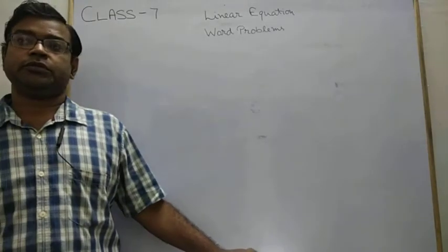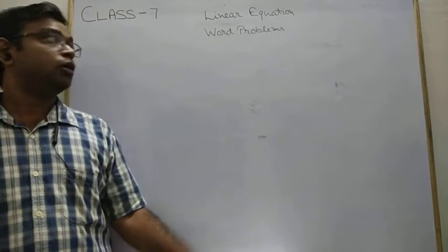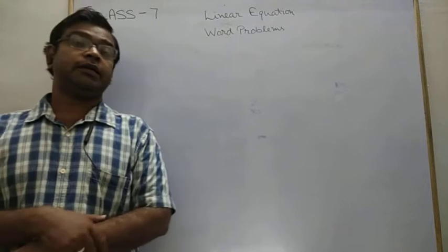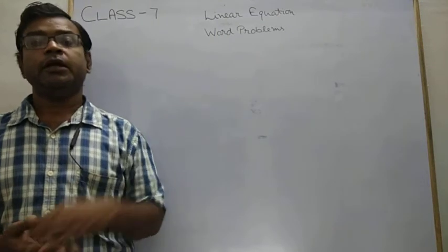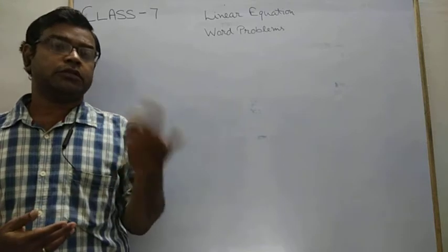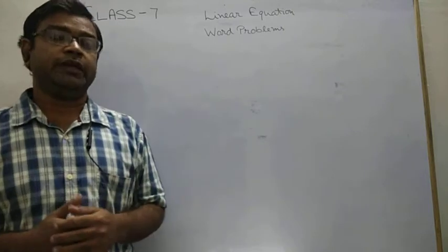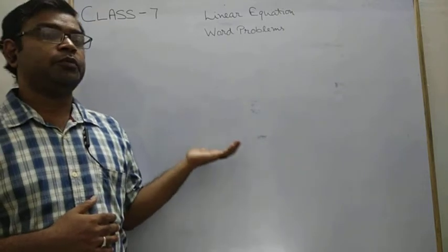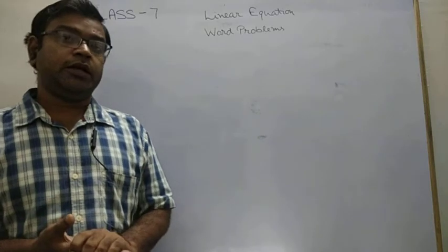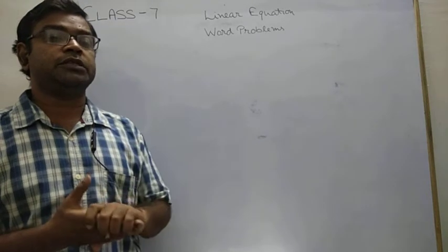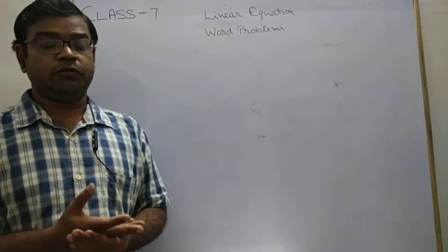Hello students. Today we are going to discuss the last part of the chapter, linear equation in one variable. We are discussing one variable. Later we will discuss two, three or many variables, but in class 7 we discuss one variable. I hope you are able to understand how to solve the given equations. They may be linear equations with some whole number coefficients and some fraction coefficients.